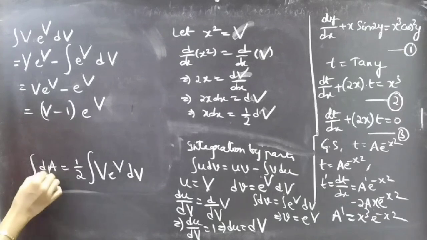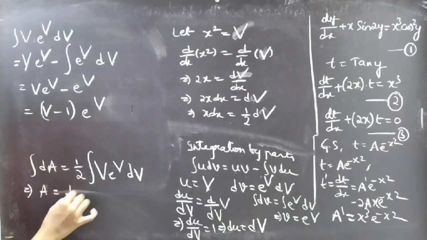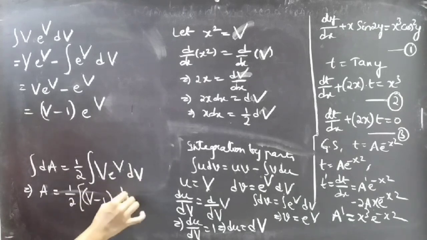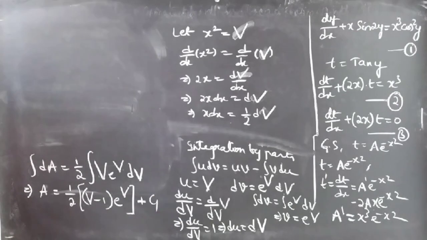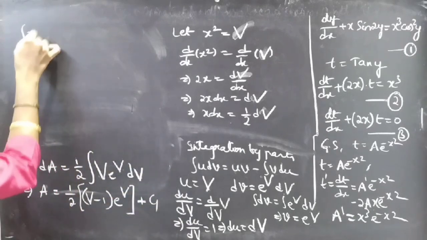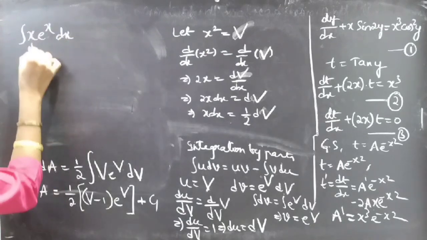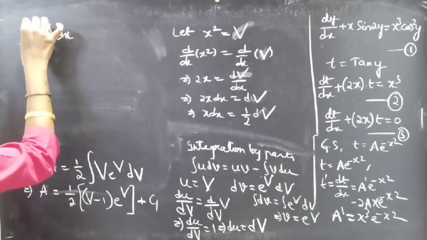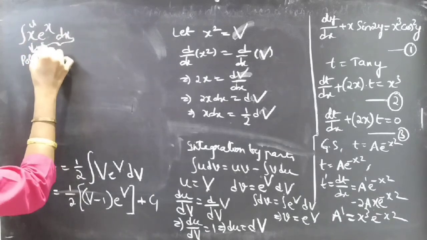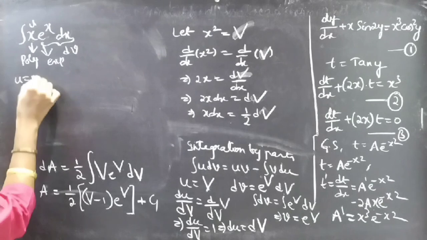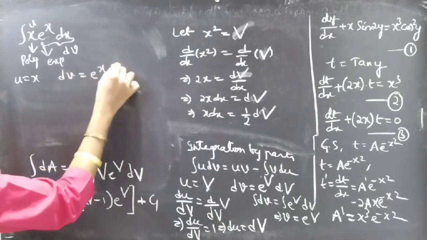Okay, this becomes integral dA, that is A, equal to 1 by 2 into integral V e power V dV, which is V minus 1 into e power V plus an integral constant, say some c1. See, if you are confused with V e power V dV, let's try using x. Now consider the polynomial function as u and the exponential function into dx as dv, where u equal to x and dv equal to e power x dx.